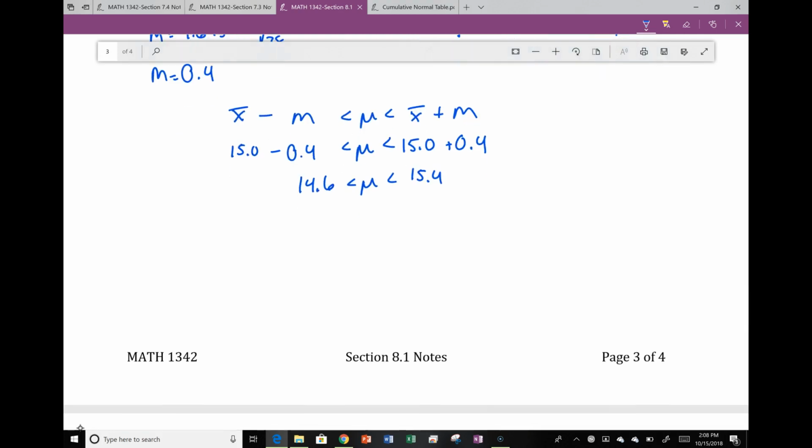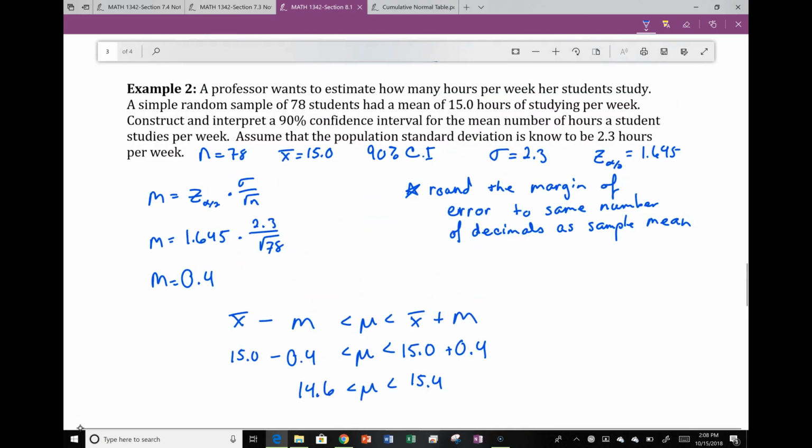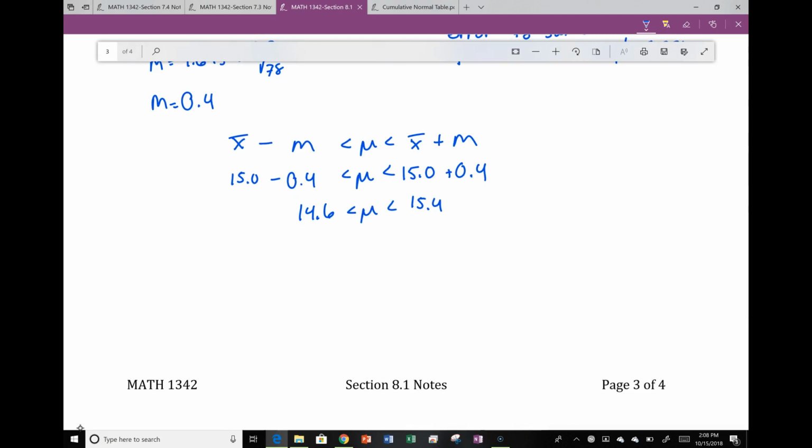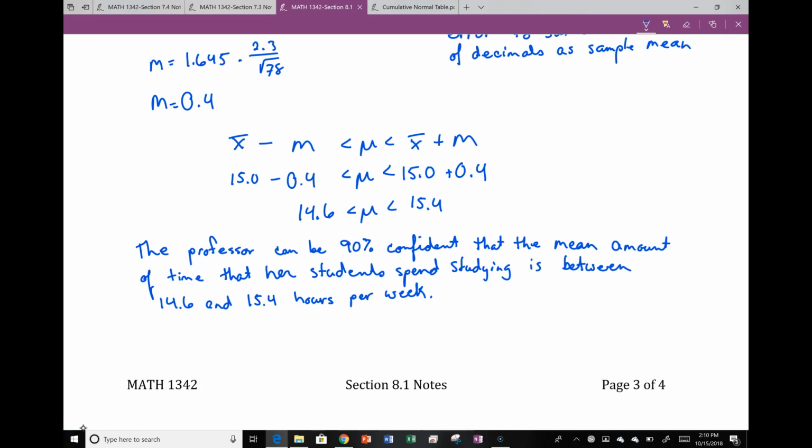So this means that the professor can be 90% confident, because that's our confidence level, that the mean amount of time her students spend studying is between 14.6 and 15.4 hours per week. So again, the professor can be 90% confident that the mean amount of time that her students spend studying is between 14.6 and 15.4 hours per week.